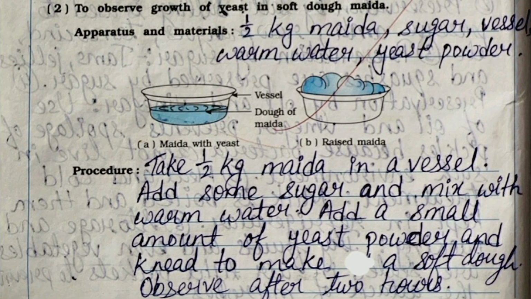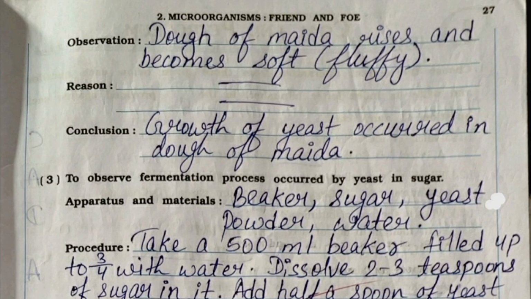Second, to observe growth of yeast in soft dough maida. Apparatus and materials are half kg maida, sugar, vessel, warm water, yeast powder. Now the procedure is take half kg maida in a vessel, add some sugar and mix with warm water. Add a small amount of yeast powder and knead to make a soft dough. Observe after 2 hours. Observation: dough of maida rises and becomes soft, that is fluffy. Here we don't have the reason, and the conclusion is growth of yeast occurred in dough of maida.